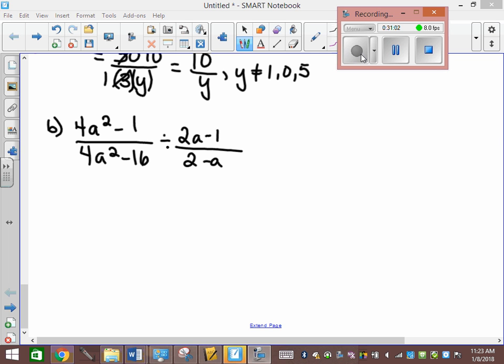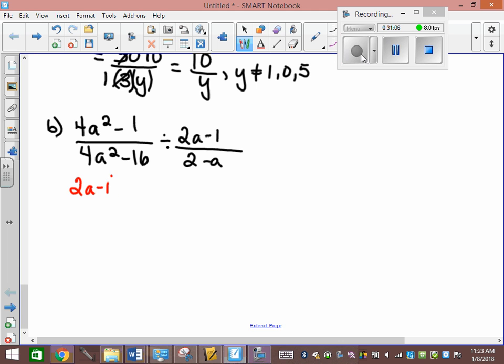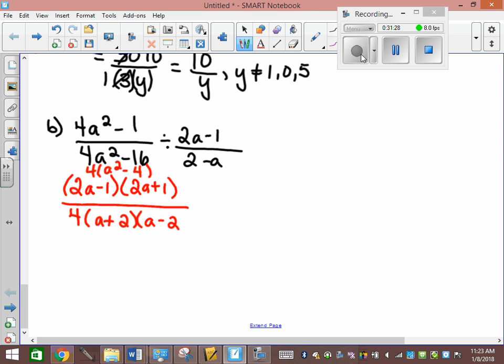So this is a difference of squares. I'm going to get 2a minus 1, 2a plus 1. What's the catch with the bottom? People will say it's a difference of squares, but what should you have done first? Take a 4 out. Then you're going to actually notice the GCFs of 4, and then this is the difference of squares. A plus 2, a minus 2.